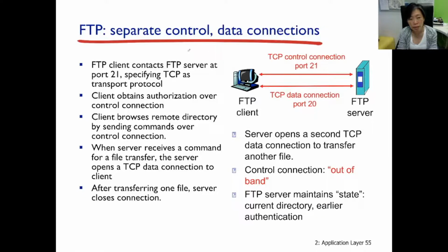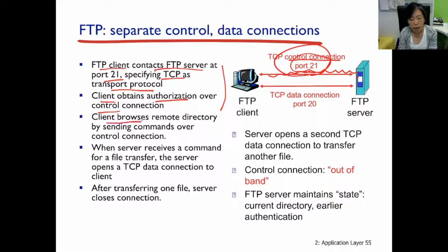Right, so let's take a closer look at the message exchange. Alrighty, so FTP clients contact the FTP server at port 21, this we know, specifying TCP as the transport protocol. So FTP uses TCP just like HTTP as the underlying transport layer service. And then the client will try to authorize itself into the server over a control connection. So what I'm depicting here is also what's going on here. The client will establish a control connection towards port 21 at the remote host. So messages saying, I want to log in, here's my password, will go on this connection.